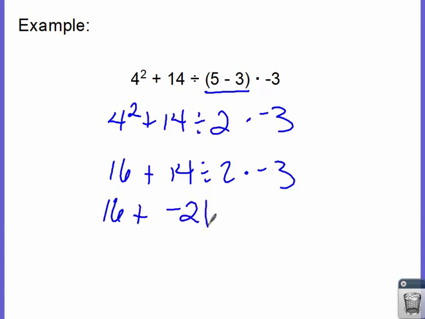And now we do one addition problem here. Now we know that with integers, if I have a positive plus a negative, we're going to subtract our numbers, and we take the sign of the number with the greatest absolute value. So in this particular case, we'd end up with a negative 5.